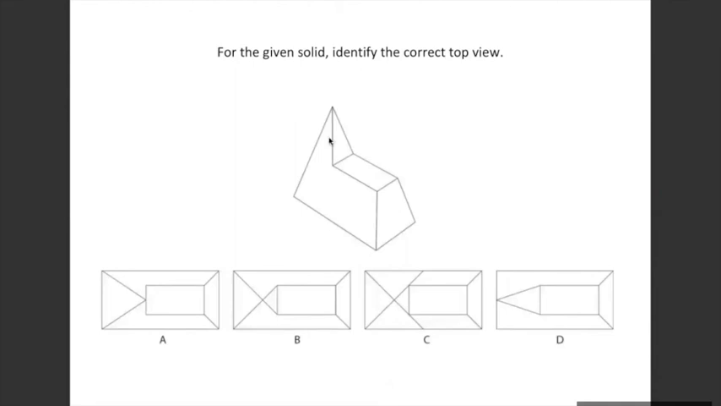So you're given this solid, and when you're looking at this solid from the top, what will be the view that you will see? Very easy question. Anybody? B. Okay, somebody said B, somebody said A, somebody said D.